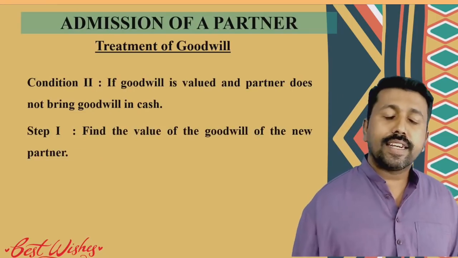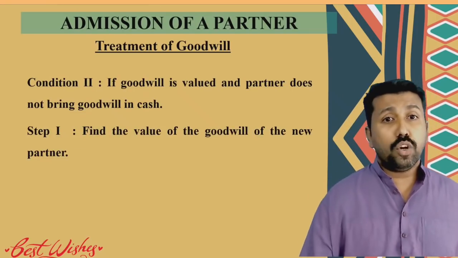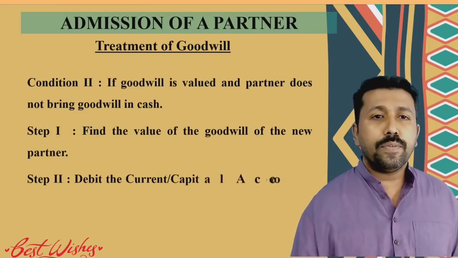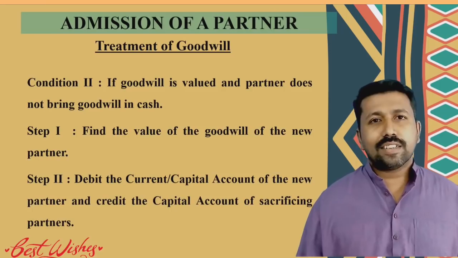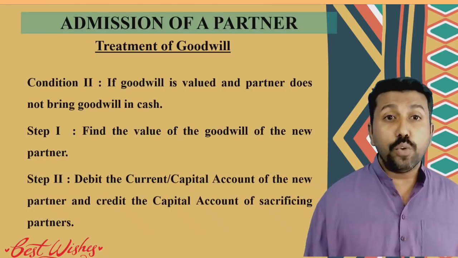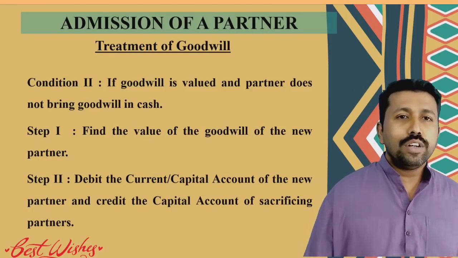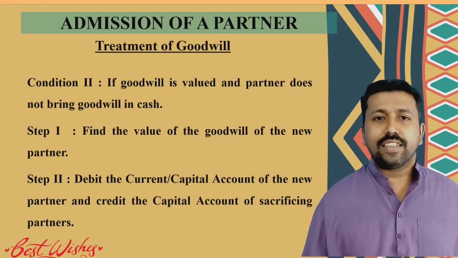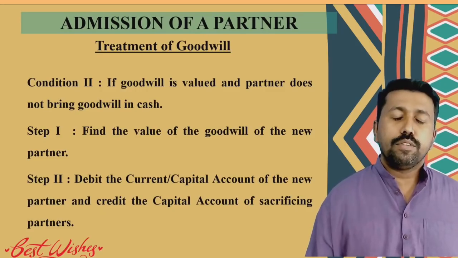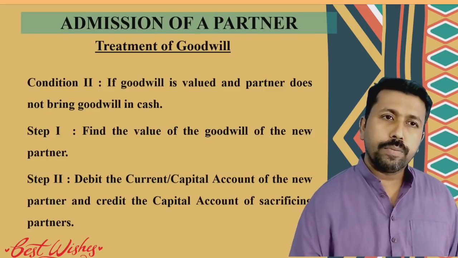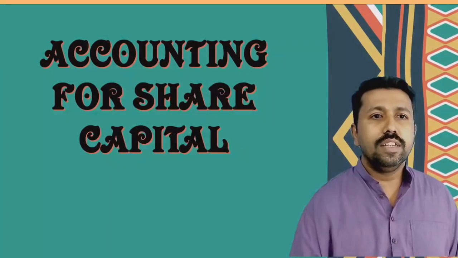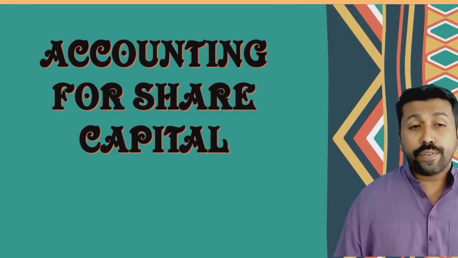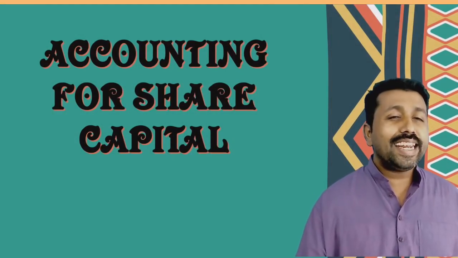And another treatment is what? If the partner does not bring goodwill in the form of cash, that will be adjusted through the current account. Entry will be new partner's current account debtor to sacrificing partners or old partners. So there also we are sharing the amount of goodwill in the sacrificing ratio. So kindly keep in mind all these points. Those are the 2 different chapters where we can expect 18 mark questions.